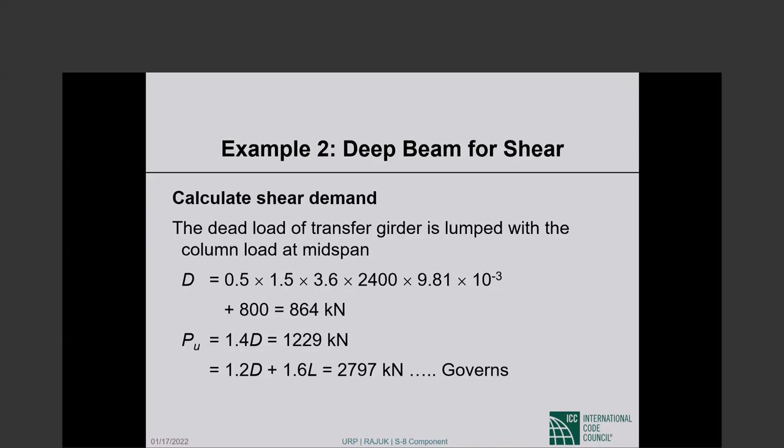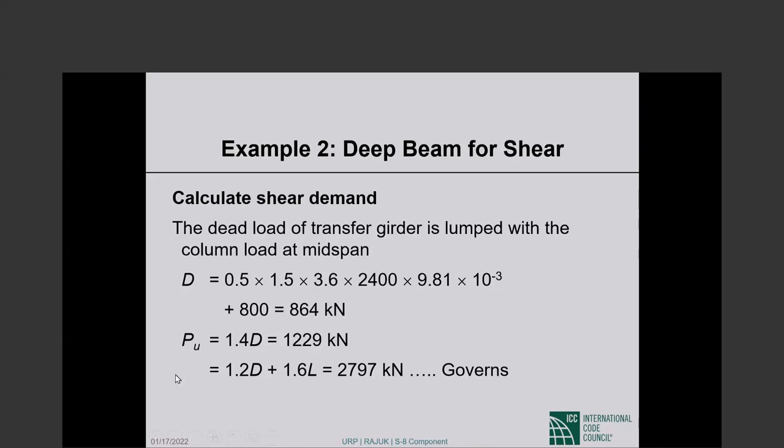So the dead load of the girder is, remember, 500 by 1500 section. 3.6 is the span. 2400 kilograms per meter cubed is the weight of the concrete, the mass rather. You have to multiply that by g to get it into kilonewtons. This is in meters per second squared. And so that is the total weight of the transfer girder in kilonewtons, plus 800 coming from the column, for a total dead load of 864 kilonewtons.